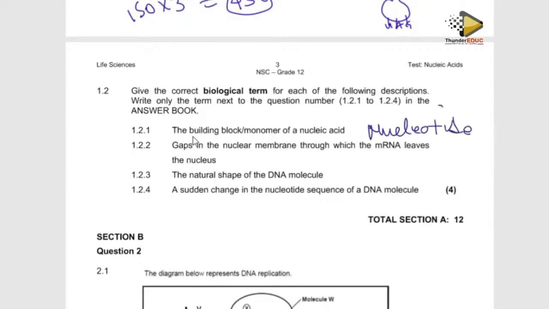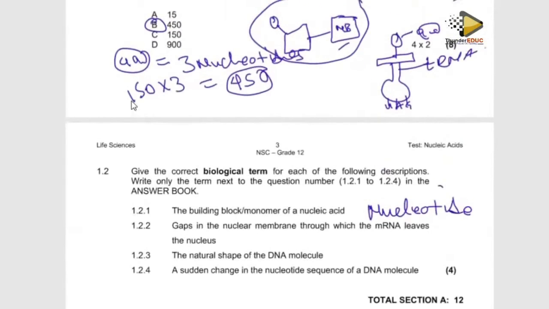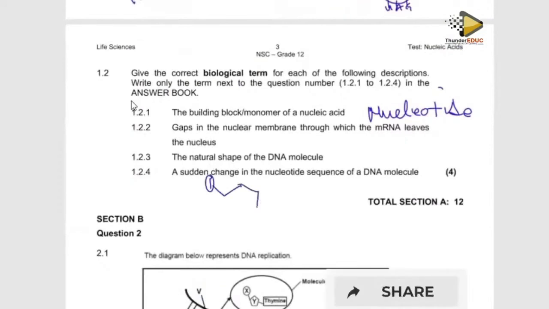Nucleotide. These are the nucleotides. Remember, we said a nucleotide is a phosphate, a sugar, and a nitrogenous base. You are supposed to draw it nicely. A phosphate, a sugar depending on which nucleic acid, and then a nitrogenous base. So these are the building blocks, and we call this one a nucleotide.